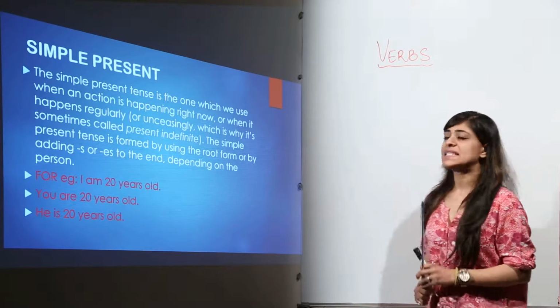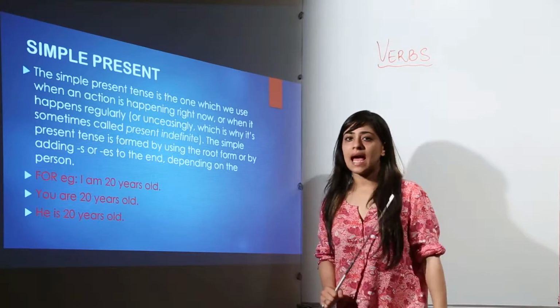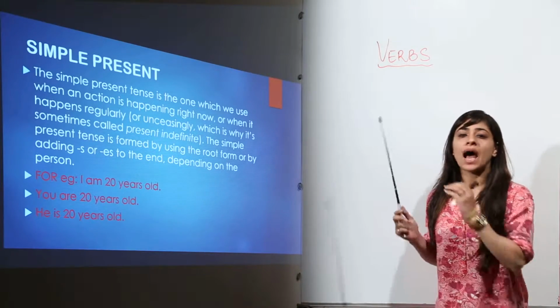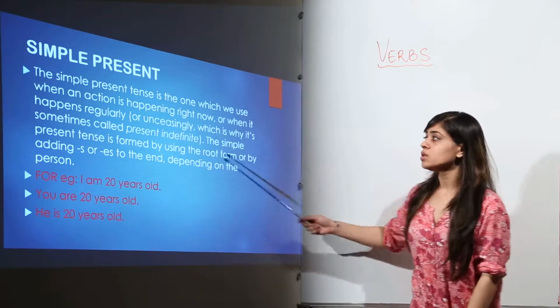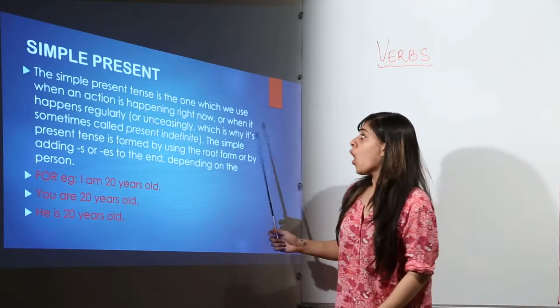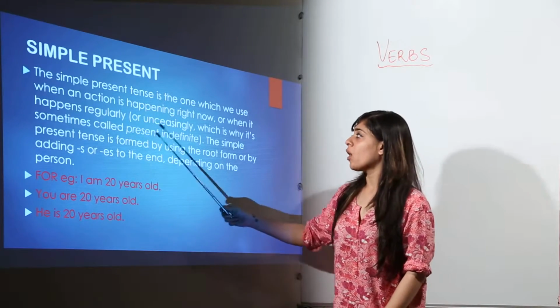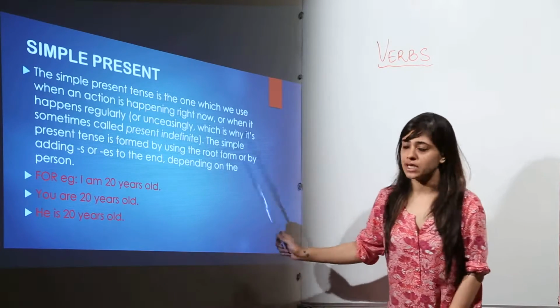Our next topic is tenses, starting from the simple present tense. Now let us understand what actually the verb acts like here. The simple present tense is the one which we use when an action is happening right now, at that very moment, or when it happens regularly or unceasingly, which is why it's sometimes called present indefinite.